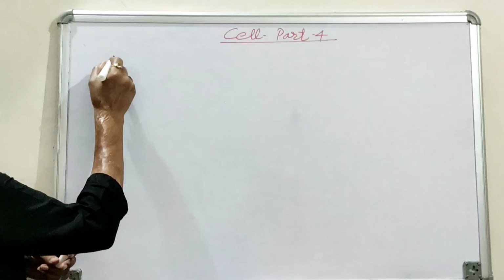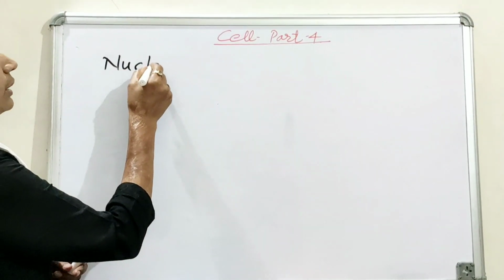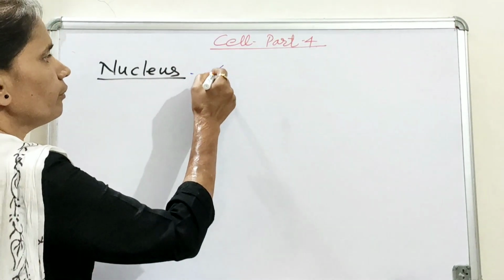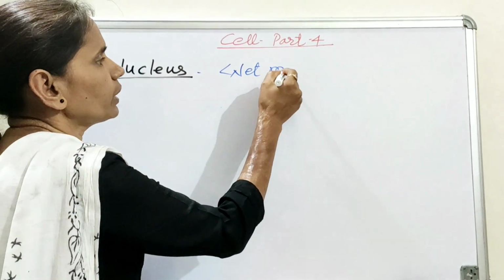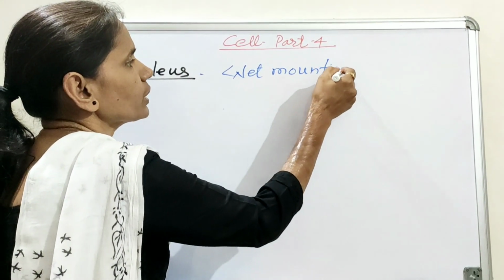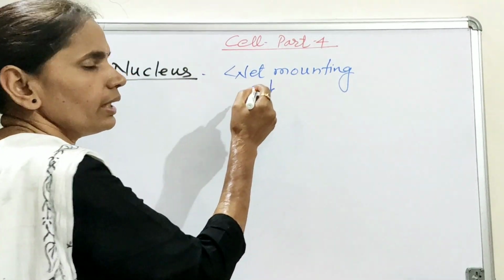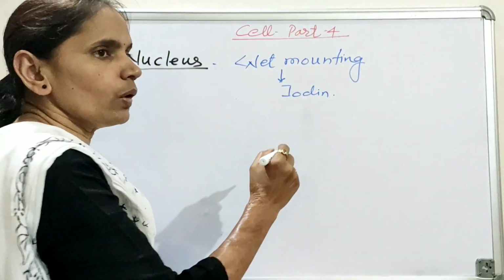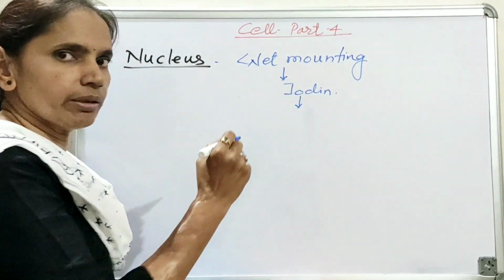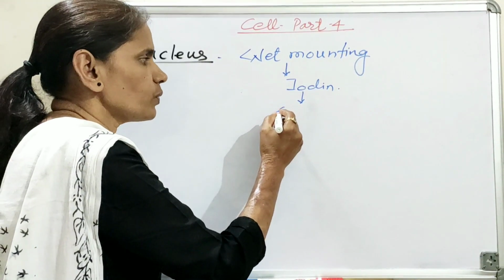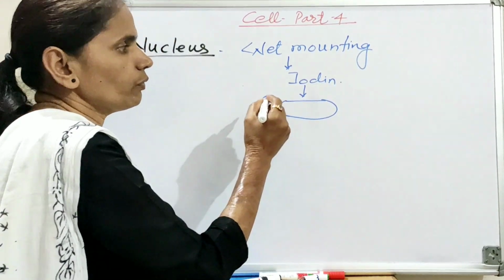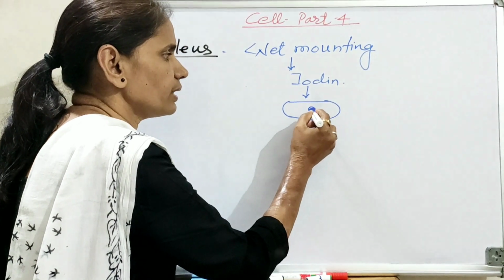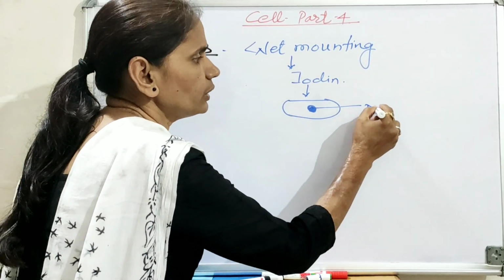The next cell component or cell organelle is the nucleus. Now when we prepare a wet mounting, we use a coloring solution. In some cases we apply a coloring agent like iodine solution or safranin. When we apply this stain and observe the wet mounting under the microscope, it is observed that not all of the cell is uniformly stained, while the central portion of the cell is darkly stained. It is known as the nucleus.